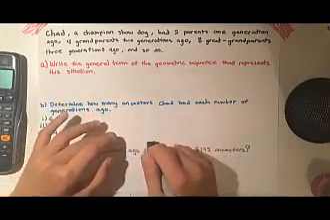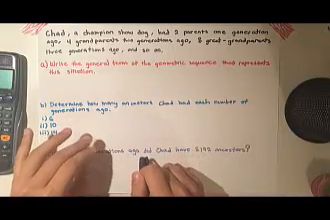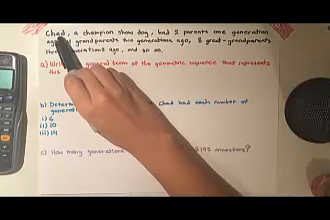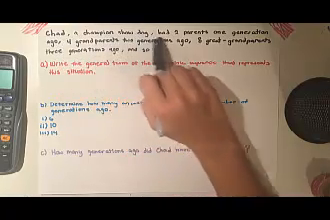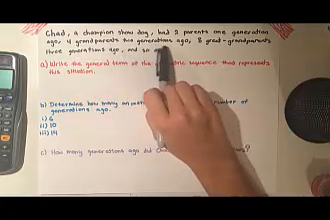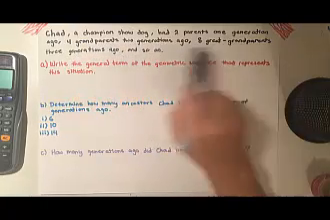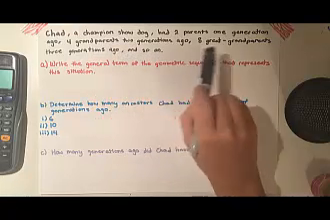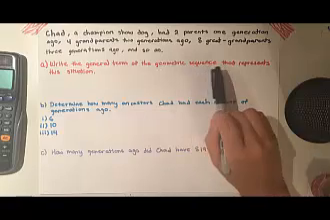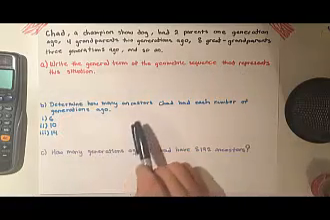And today I'm going to be teaching you how to solve a geometric sequence application question. Okay, here's the question. Chad, a champion show dog, had 2 parents 1 generation ago, 4 grandparents 2 generations ago, 8 great-grandparents 3 generations ago, and so on. Here's question A. Write the general term of the geometric sequence that represents this situation.